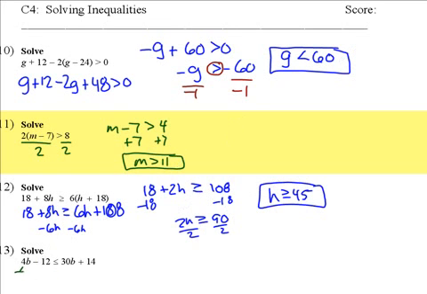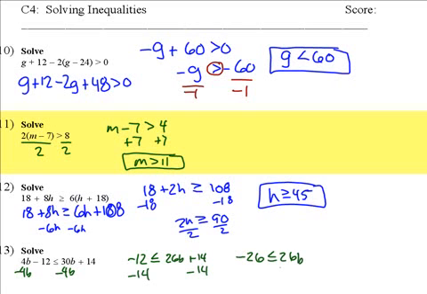Let's go ahead and subtract 4b from both sides. We're trying to get all the b's on one side. That'll give me negative 12 is less than or equal to 26b plus 14. If I subtract that 14 from both sides, that'll give me negative 26 is less than or equal to 26b. Divide by 26, and we get negative 1 is less than or equal to b. If I turn that around, I get b is greater than or equal to negative 1.